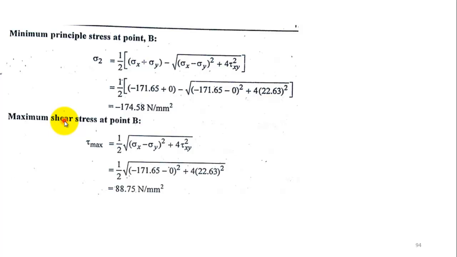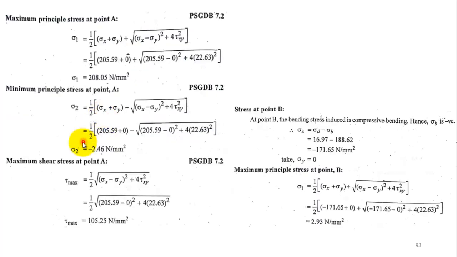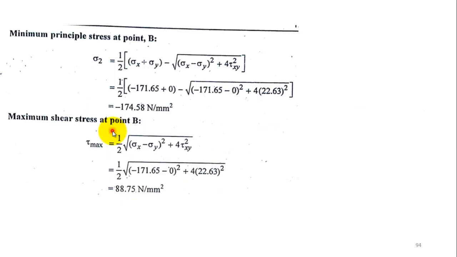Now if you consider maximum shear stress at point B, what will change? The same formula which you used for point A, the same formula for tau max and sigma 2. The only difference is the sigma x value will be varying. Almost similar methodology for point A and point B. You can note down the values also.